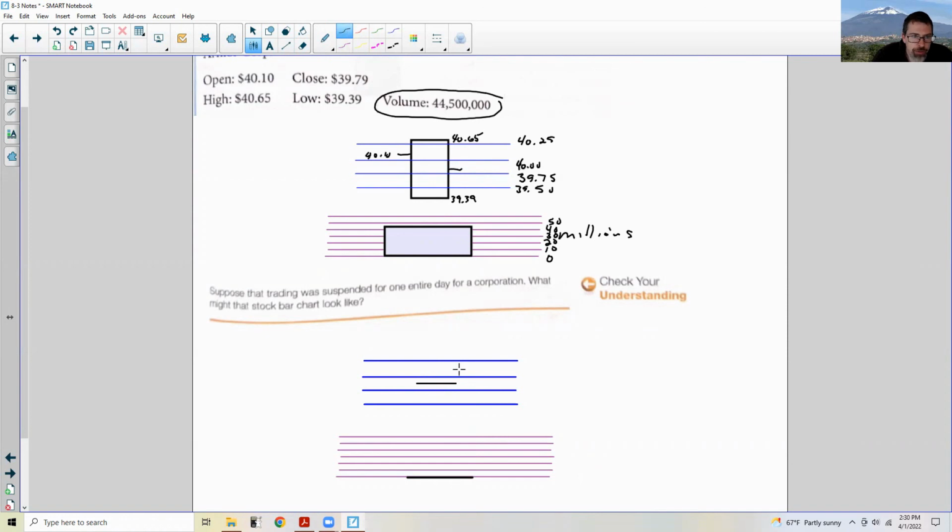The candle or the chart would be just a line. The low equals the high equals the open equals the close. Everything's the same because it didn't trade. So the volume would be zero. And I don't care if you put millions, trillions, zillions, zero of anything is zero. So that is what a chart would look like if the stock did not trade for a day.